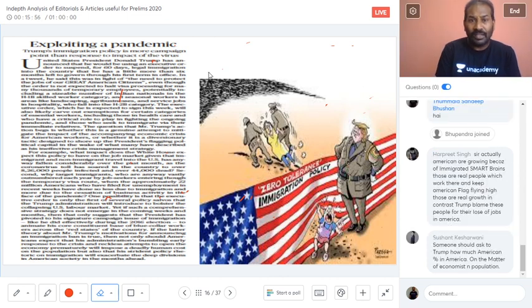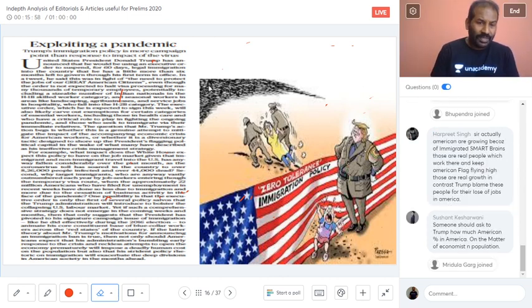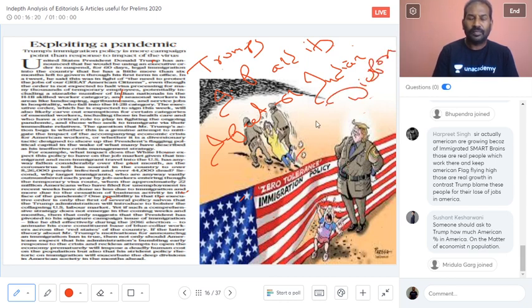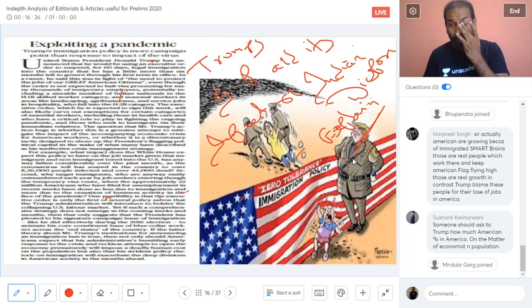or what came in the editorial in regards to exploiting the pandemic, and then we are linking it with Trump's immigration policy and its impact on Indian diaspora. Explain. Trump's immigration policy and its impact on Indian diaspora.